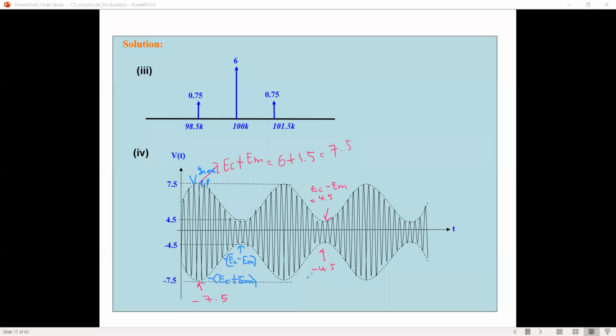So you get minus 4.5 here and 4.5 up here. For the negative cycles, you will plot between minus 7.5 and minus 4.5. From these peak-to-peak voltages, you will be able to plot the negative and positive envelopes. And then in between the envelopes, you just sketch higher frequency signals like this. The amplitudes of your higher frequency signals follow your envelopes.